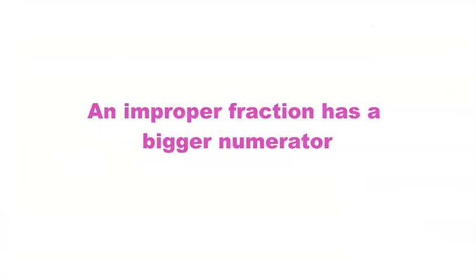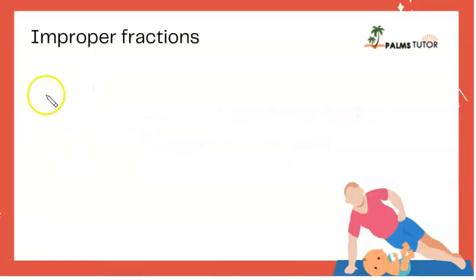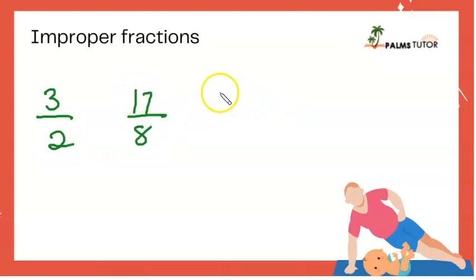And so we can have examples like 3 over 2, 17 over 8, 54 over 13, as many examples as you can think of, as long as the numerator is bigger than the denominator, which means that the denominator has heavy loads to carry. That will be very, very improper. So that's the improper fractions.